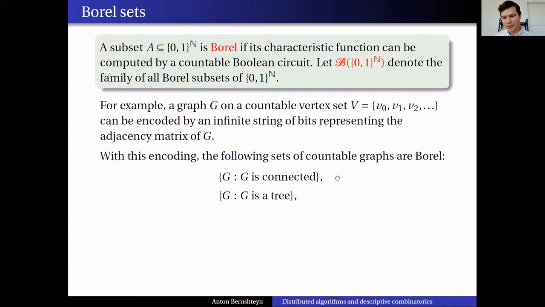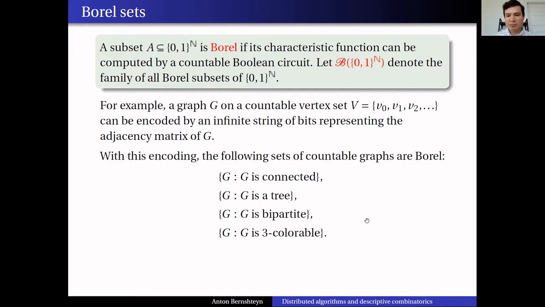Here's another example. We can check whether a graph is a tree. So we need to check whether it's connected, and also whether or not there is a cycle in it, which somehow also can be done. The set of all bipartite graphs is Borel. The easiest way to see this is that a graph is bipartite if and only if it doesn't have odd cycles. Somehow, given an adjacency matrix of a graph, it's not hard to check whether or not there are odd cycles there.